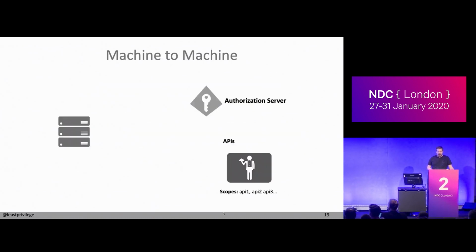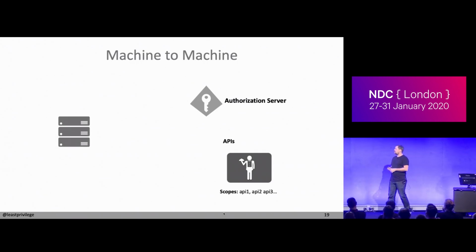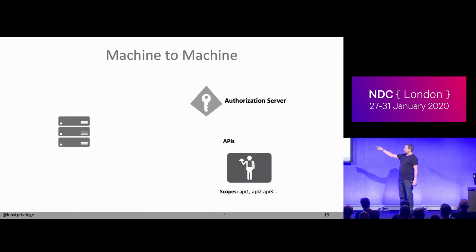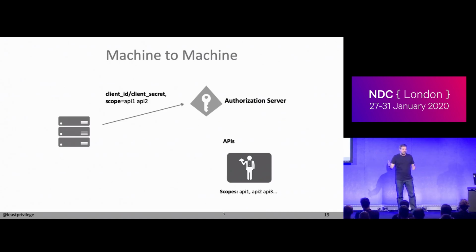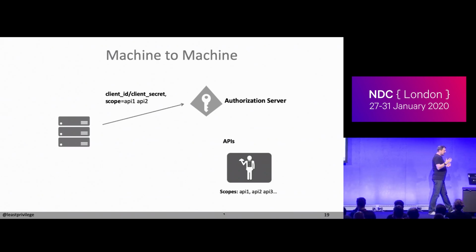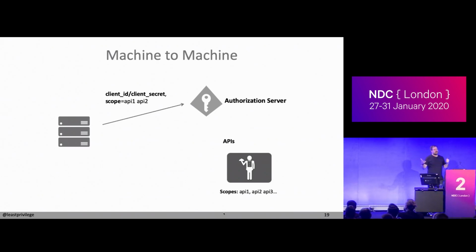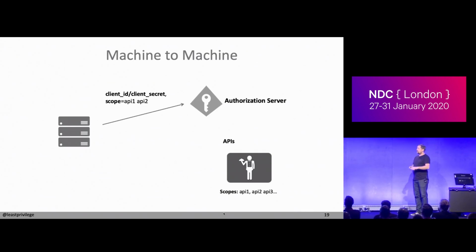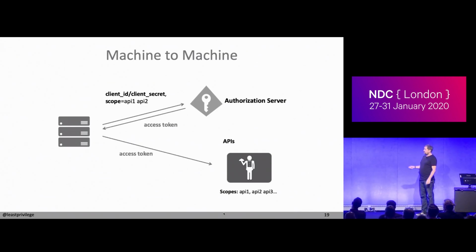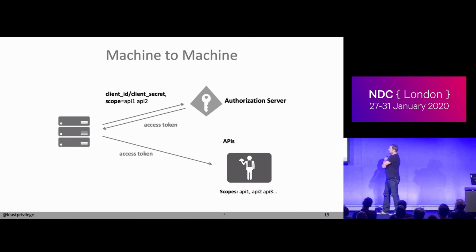Okay, so let's start with the machine-to-machine scenario, because that's the simpler one to understand. It's very simple. You have a client, you have the token service, you have an API. The client authenticates with the token service by using client ID and secret, asks for access to a resource, which is typically an API. And if that is all legit, it gets back an access token and then uses that access token to call the API, right? That's as easy as it is.